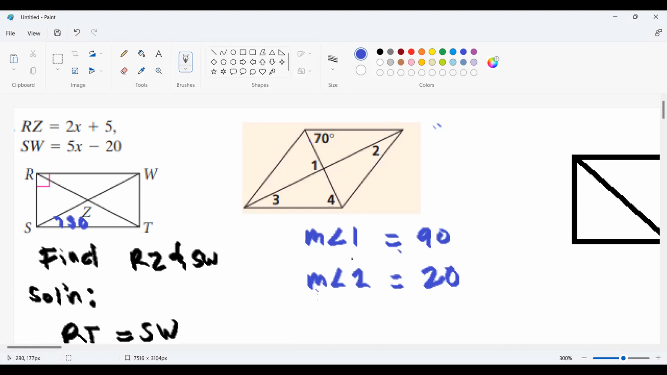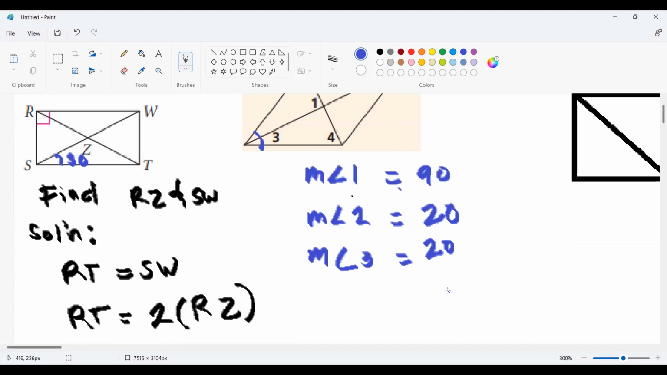Now, how about the degree measure of angle 3? Well, it follows naman since they are just opposite angles, diba? So if this is 40 earlier, this one is also 40. Divided by 2, that's also 20. What about angle 4? For angle 4, you just automatically say that it's also 70, okay?